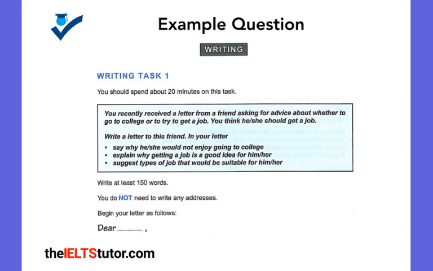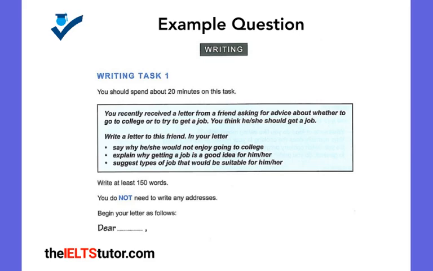Let's take a look at what this task involves. You've recently received a letter from a friend asking for advice about whether to go to college or to try to get a job. Now, you think he or she should get a job. Okay, so this is your opinion. Now, you have to write a letter to this friend, so obviously you know that this should be a friendly letter. So you need to adjust the tone of your letter to suit the sort of relationship you have with this friend. Okay, but at the same time, I think I've mentioned before, try not to be overly friendly to the point that you come across as sounding really rude and obnoxious.